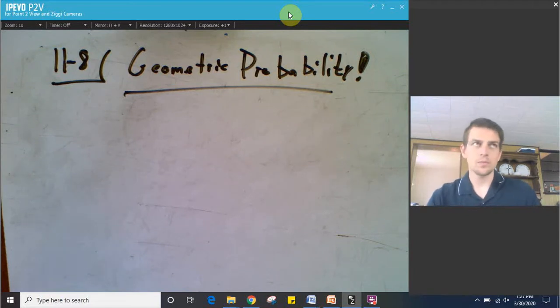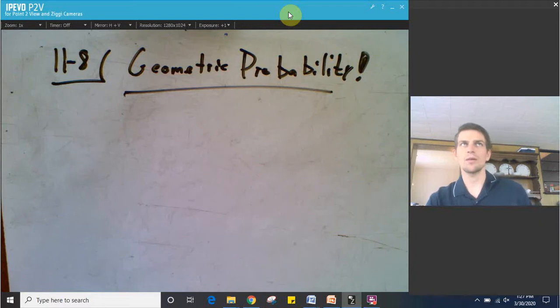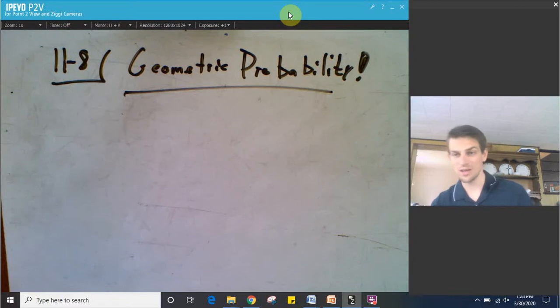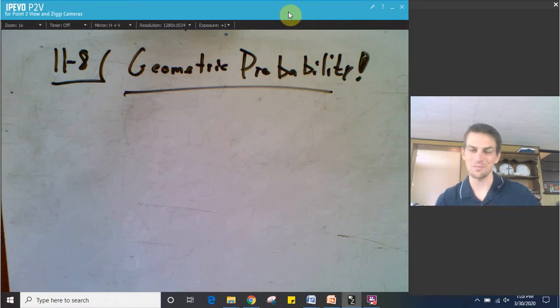So, probability is often thought of as your chance of something happening. So if I have a coin that one side is heads, the other side is tails, and I flip that coin, I'm going to have a 50% chance, or a 1 out of 2 chance of getting heads, or a 1 out of 2 chance of getting tails, depending on which one I want it to be.